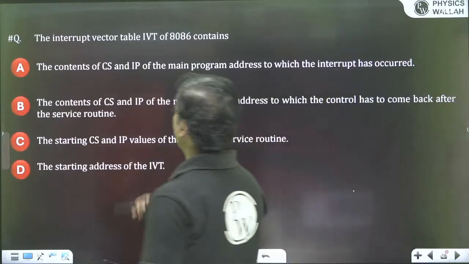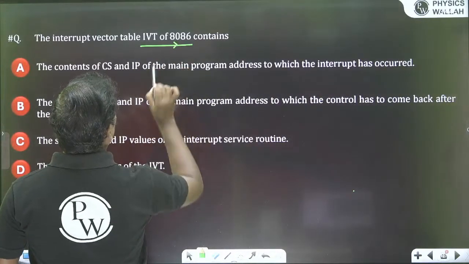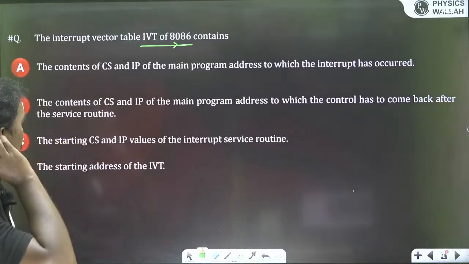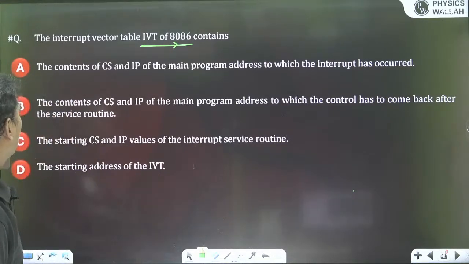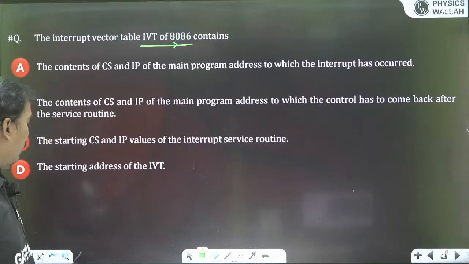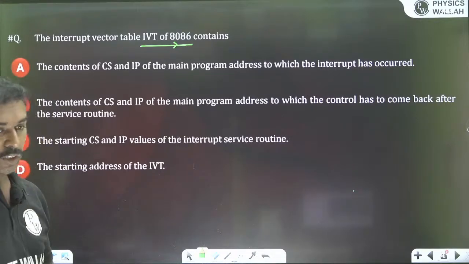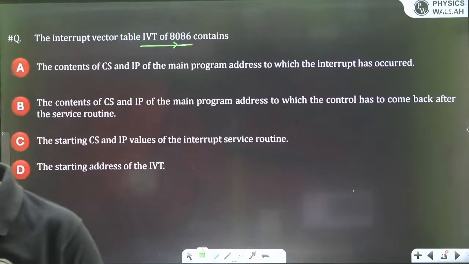The interrupt vector table, or IVT, of 8086 contains dash. The contents of CS and IP of the main program; the starting CS and IP values of the interrupt service routine; or the starting address of the IVT. John, answer this question.